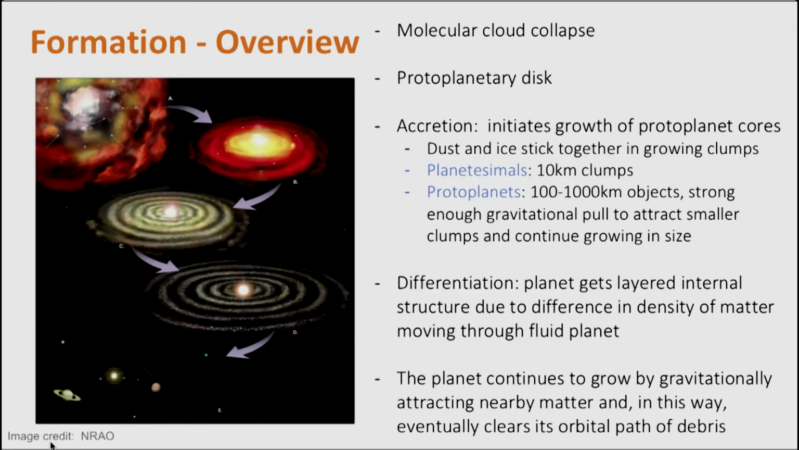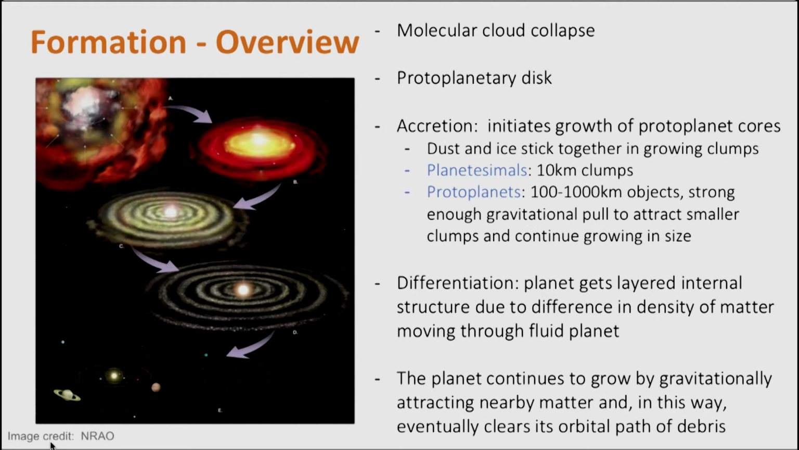So let's take an overview of the process of planet formation. With the collapse of a molecular cloud, within which actually hundreds or perhaps even thousands of stars will form and their attendant planets. Within each of these miniature collapsing regions, subfragmenting from a much larger cloud, a central star forms and then a disk around it from which planets will form. That's the protoplanetary disk.